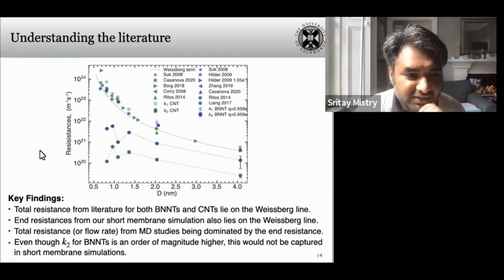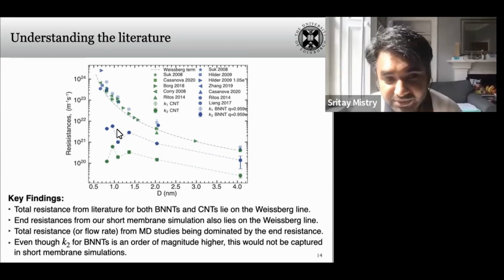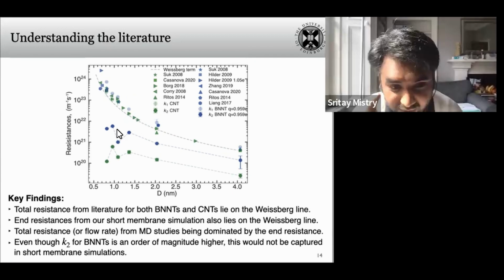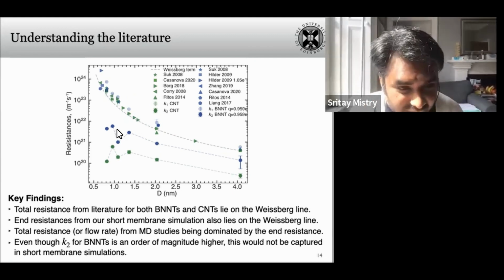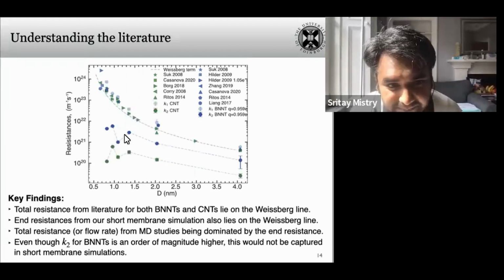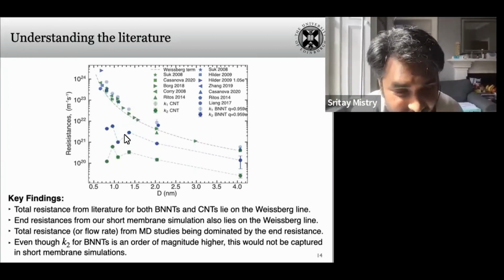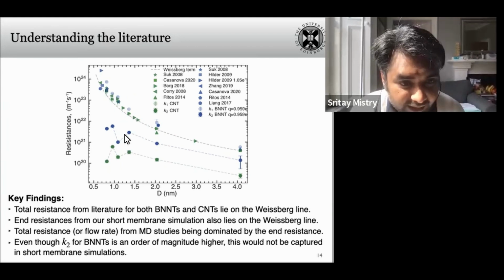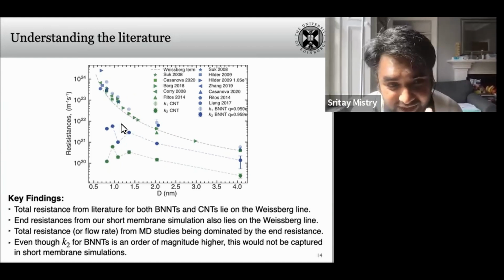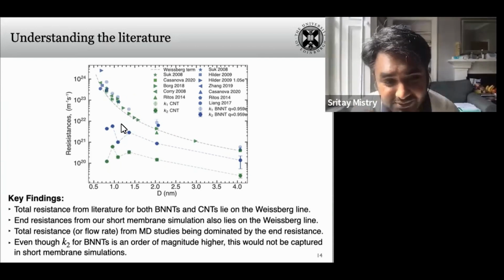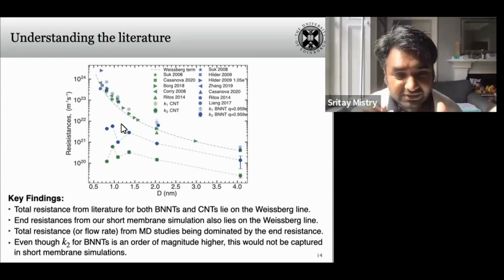And so what I've done here is I've plotted the nanotube flow resistance, which is the K2 component of it, for a 20 nanometer nanotube. And what you find here is that the K2 component at 20 nanometers is one or two orders of magnitude smaller than the K1 or the end resistance component. And so it does not show up in these literature studies, even though the K2 for BNNTs is an order of magnitude higher. So that is being completely hidden by the end resistance. So the nanotube flow resistance, the K2 component, is being hidden by the K1 component, the end resistance.